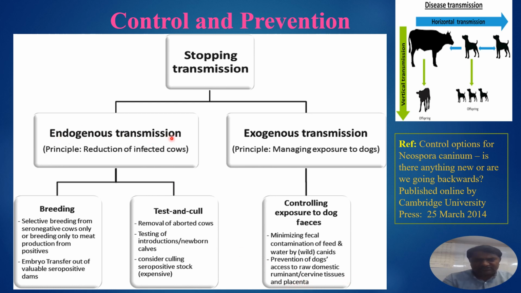The other one is endogenous transmission: reduction of infected cows, test and cull, removal of aborted cows, testing on introduction of new cows, and considering culling the seropositive stock. This is expensive and selective. Breed from seronegative cows, and breed only to meet replacement production from the positives, with embryo transfer out of valuable seropositive dams. So this is the method of how to control neosporosis. So thank you so much.